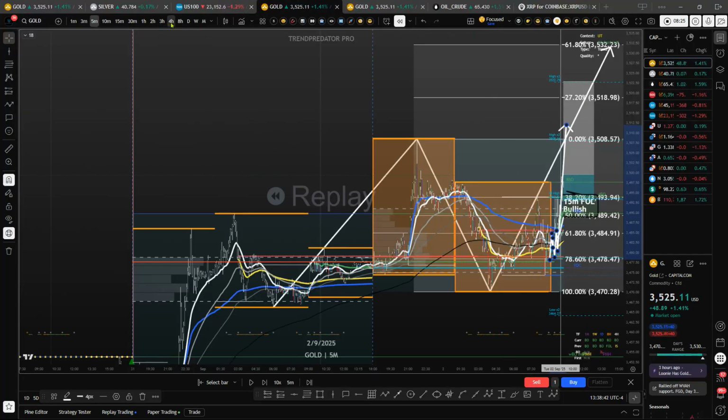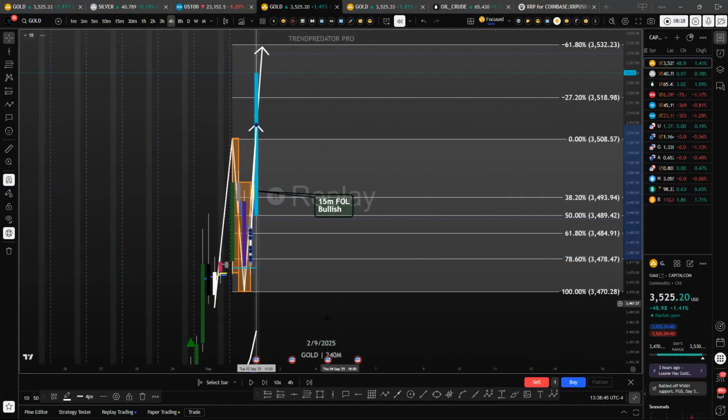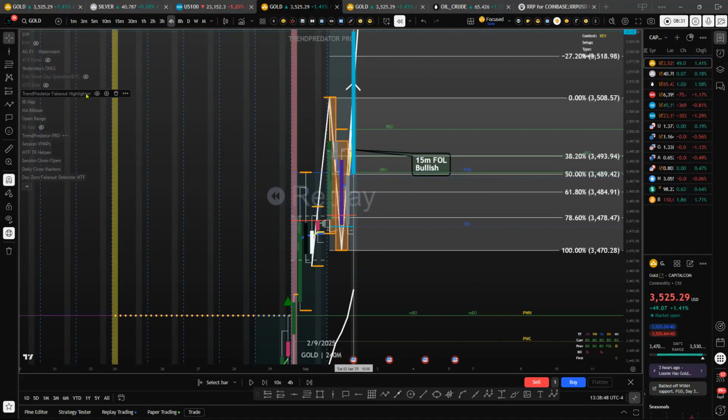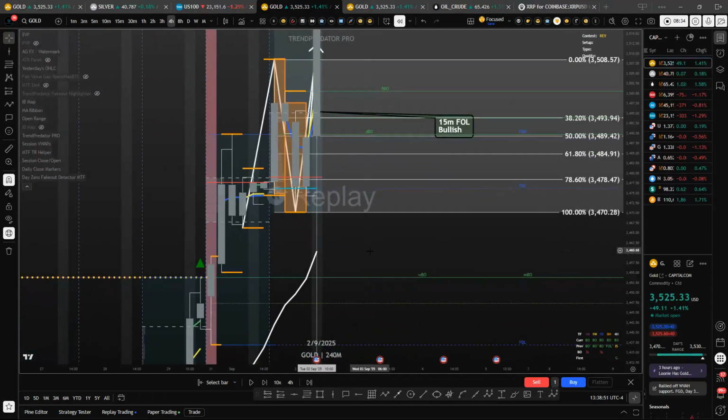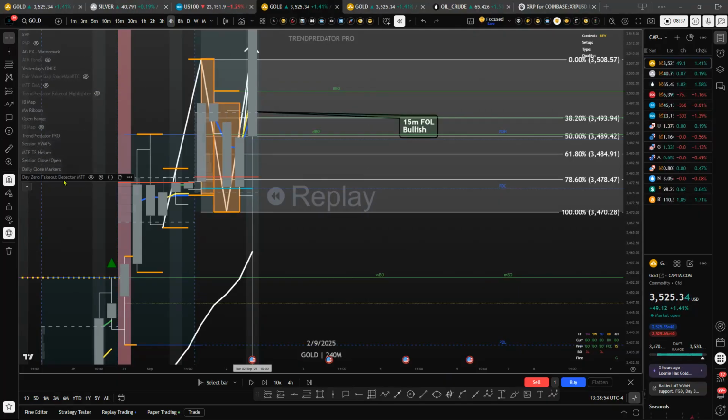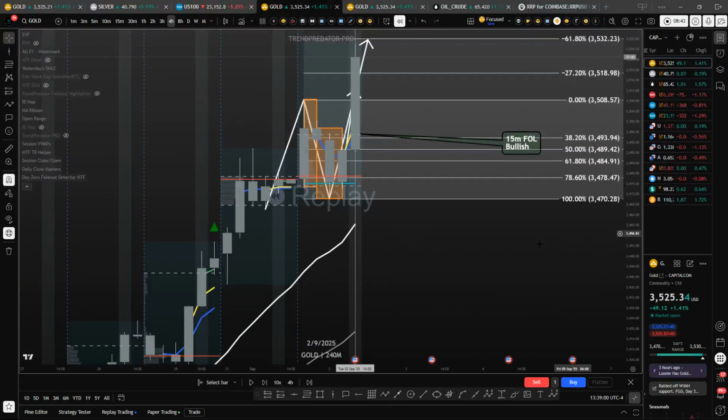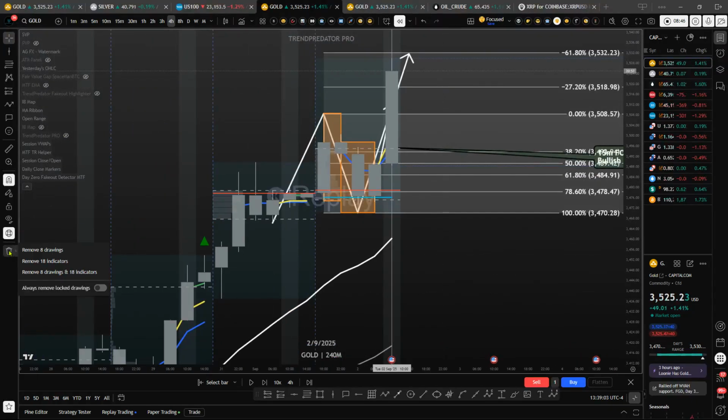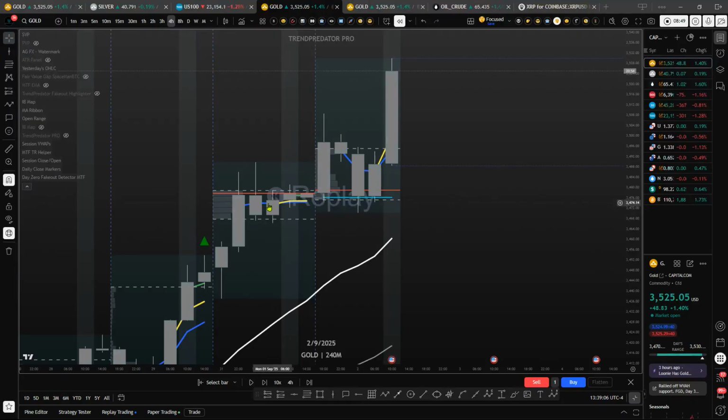So on a 4-hour basis, we can zoom out and we can see, if I turn off the TrendPredator highlighter, it might be a bit clearer. We'll leave it on, in fact. And what we'll do is we'll get rid of the TrendPredator Pro for the moment. It's a bit of a cleaner chart to see this from. Let's get rid of all the drawings as well. You've got this impulse correction continuation. Impulse correction continuation. Breaking out of the highs from yesterday. So dump and pump.